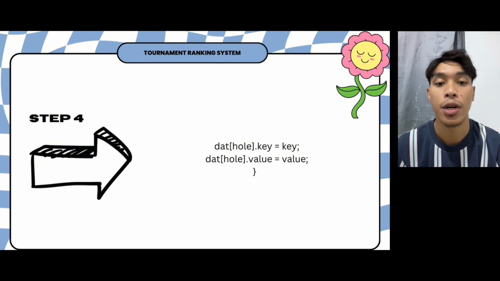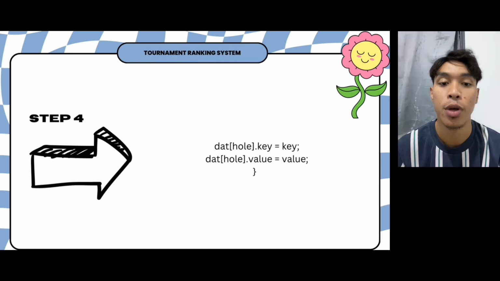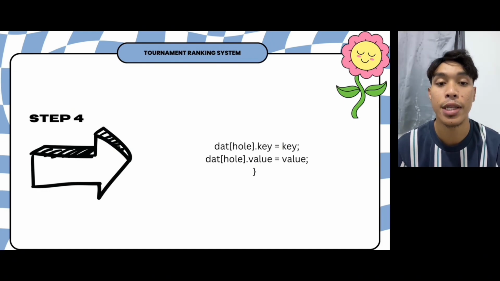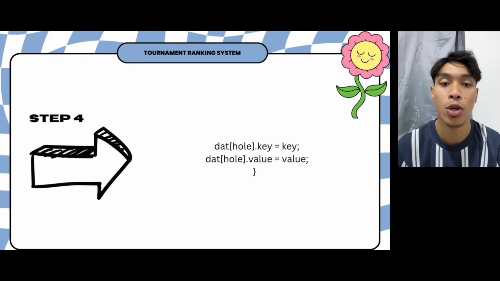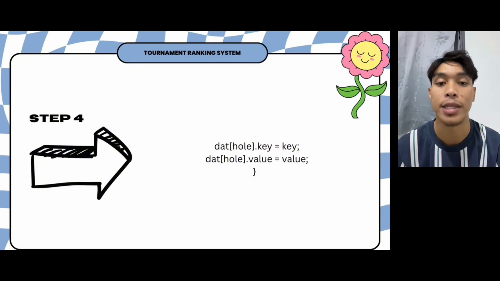Finally, once the correct position for the new element is found, which is when no parent's key is greater than our new key, we place the key and value into the hole at this point. The heap property is restored and the new element is correctly placed.